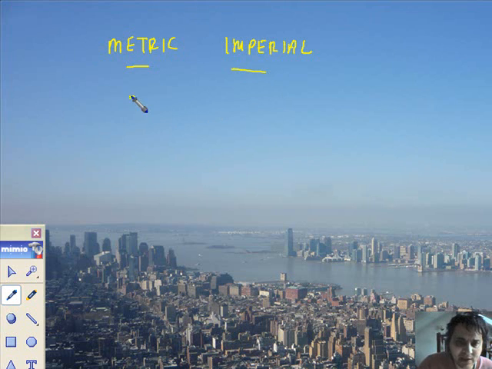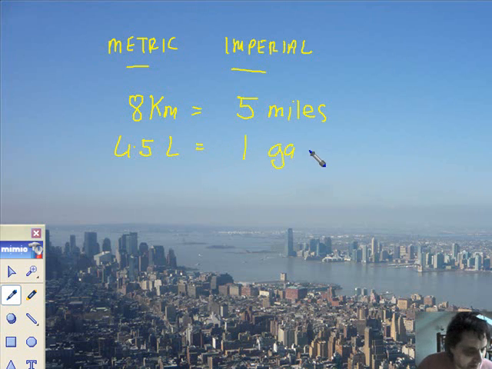So 8 kilometers equals 5 miles, approximately. These ones you've got to know. 4.5 litres of petrol is 1 gallon. You've heard of gallons before? The trouble with petrol is it's so expensive, you don't sell it by the gallon, you sell it by the litre. So that's why.